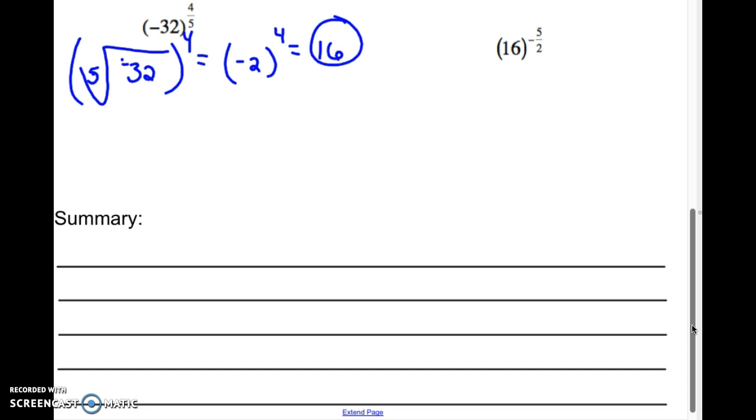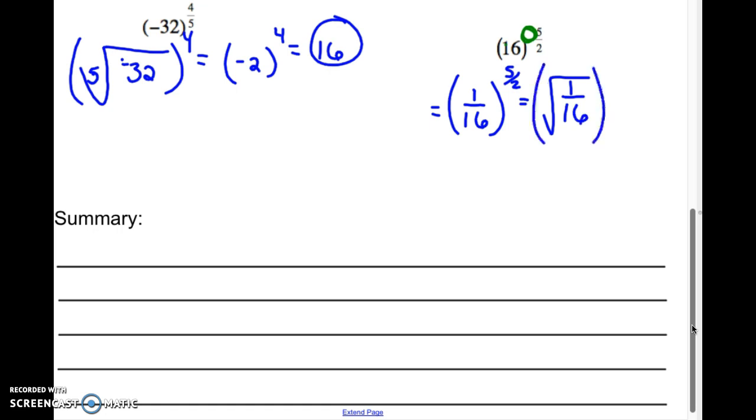When we have negative exponents, like this next one here, what we want to do is take care of the negative. So that is the same thing as 1 over 16 to the positive 5/2. Remember, when you have a negative on the exponent, what you need to do is flip your fraction over. Since this wasn't a fraction, we flipped it and got 1 over 16. And so that means we've got the square root of 1 over 16, all of that, to the 5th.